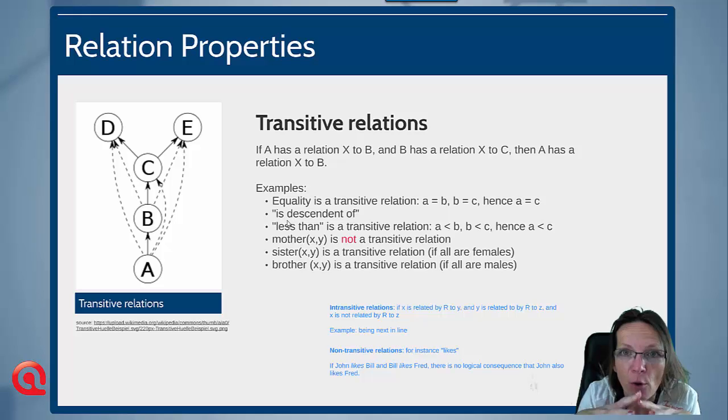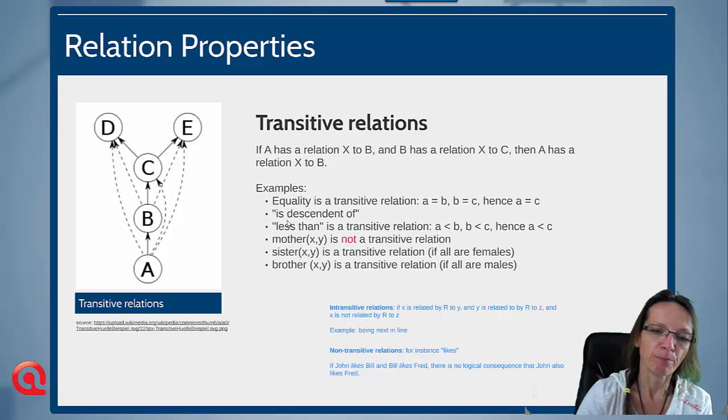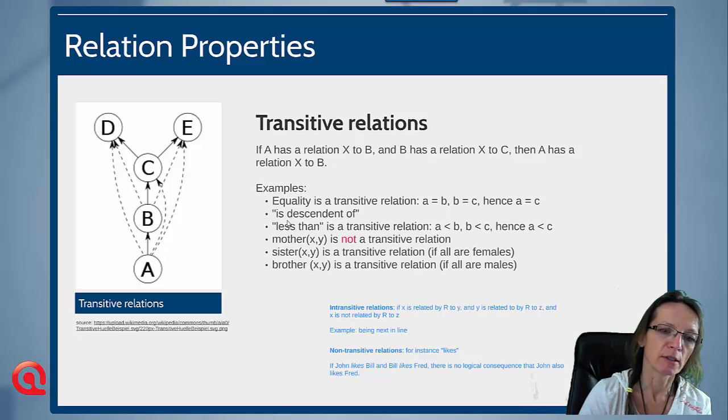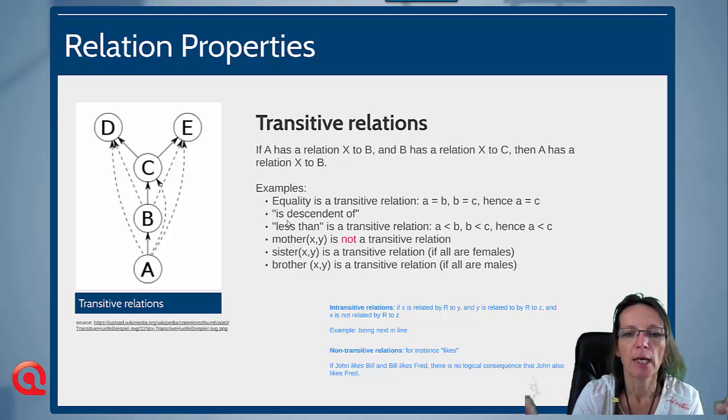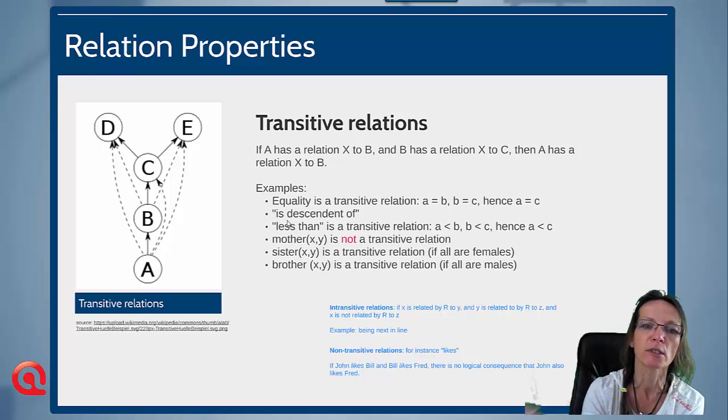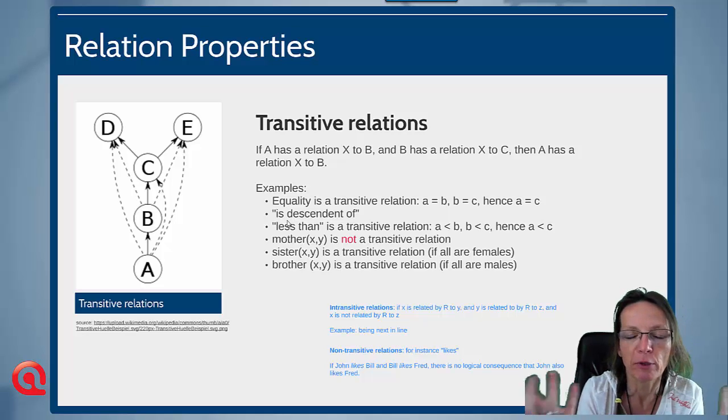Sister, if you only have a group of females, is a transitive relation, as well as brothers, but only if we have a group of males. Because Anna is a sister of Carla and Carla is a sister of Susanna, then also Susanna is a sister of Carla and Anna. Yeah, the same would hold for brothers. But if Anna is sister of Carla and Carla is sister of Paul, we don't have a transitive relation because Paul is not a sister of Anna, because he's a brother of.